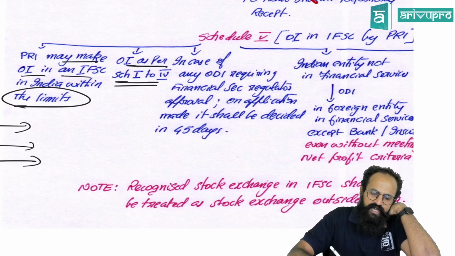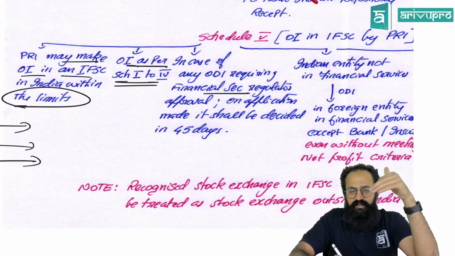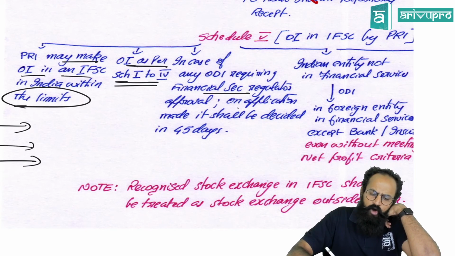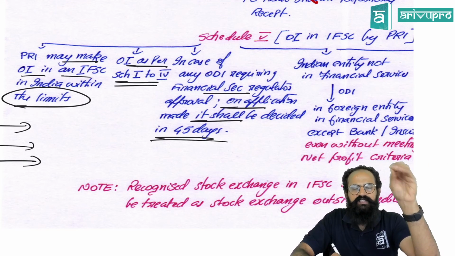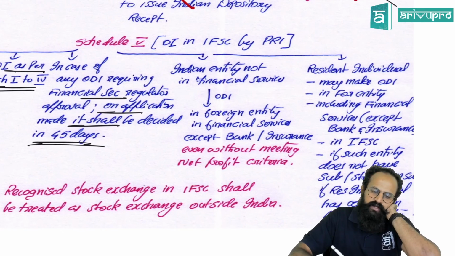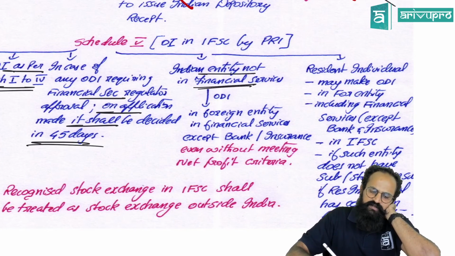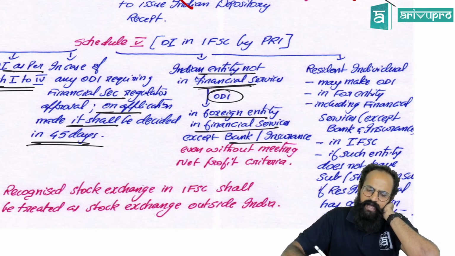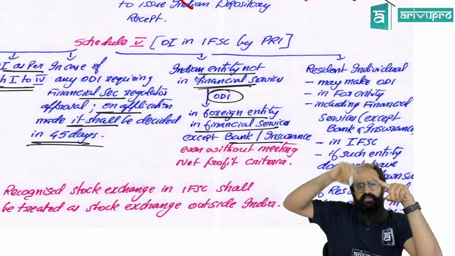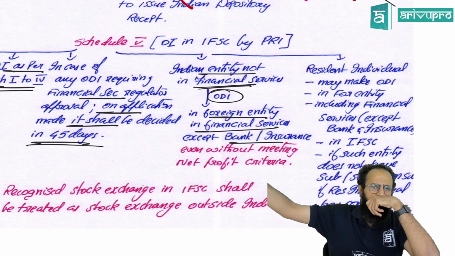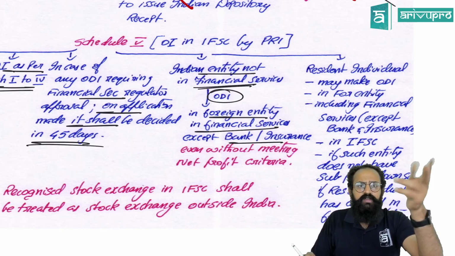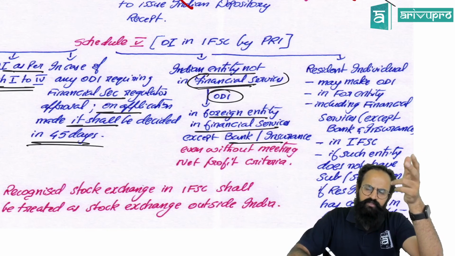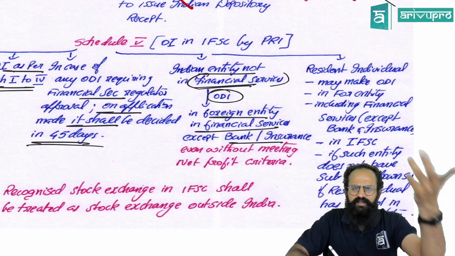In case of any ODI requiring financial sector regulator's approval, on application made, it shall be decided within 45 days. Once you give an application, the financial service regulator will have to give you the approval within 45 days. An Indian entity not in financial services can make ODI in a foreign entity which is in financial services, except bank or insurance. If you are making a foreign investment as an Indian entity, you can make ODI provided you cannot make it in a bank or insurance. If you are in financial services, you can make it in bank and insurance.